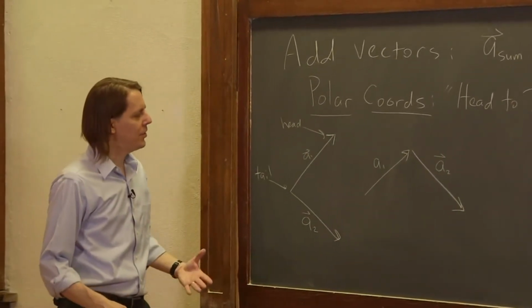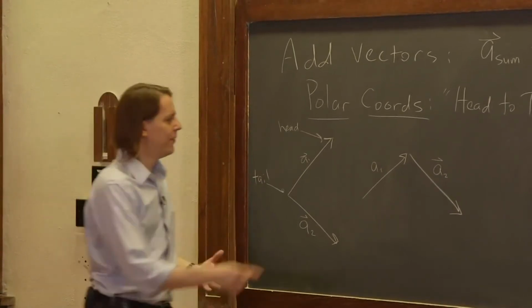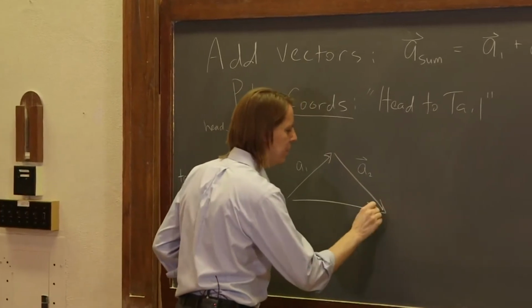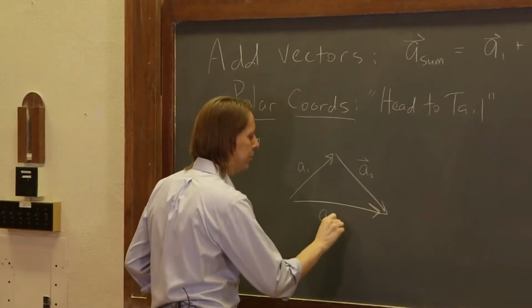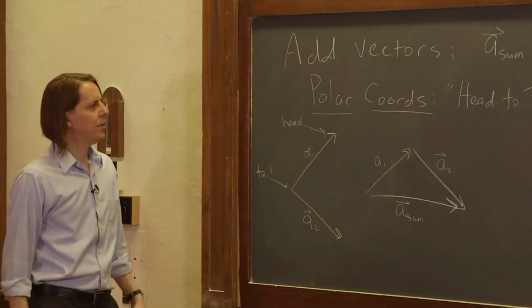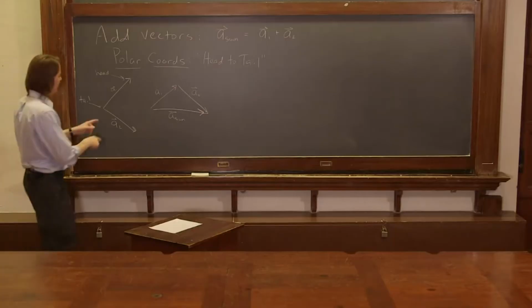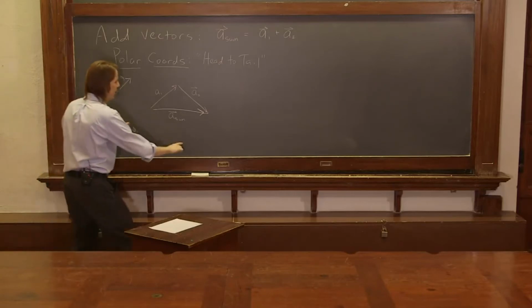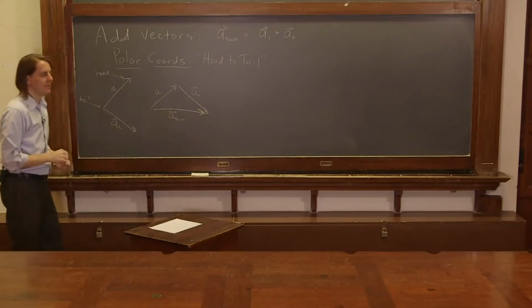And then the final step is to draw the sum vector from the first tail to the second one's head. So there is a sum, like that. And you could say, what if I did A2, A1? You see, we'd get the same thing. We could have A2 and then move A1 head to tail, and we would get the same vector.